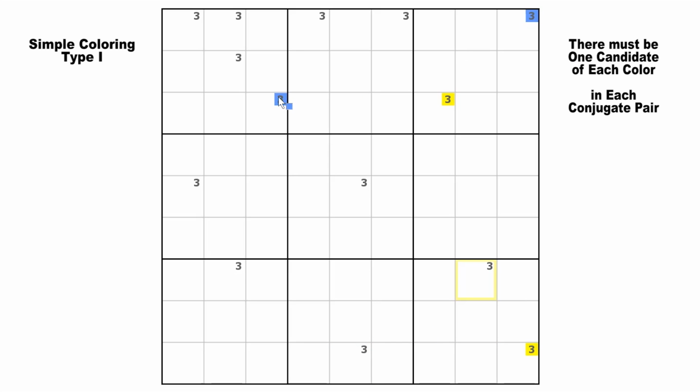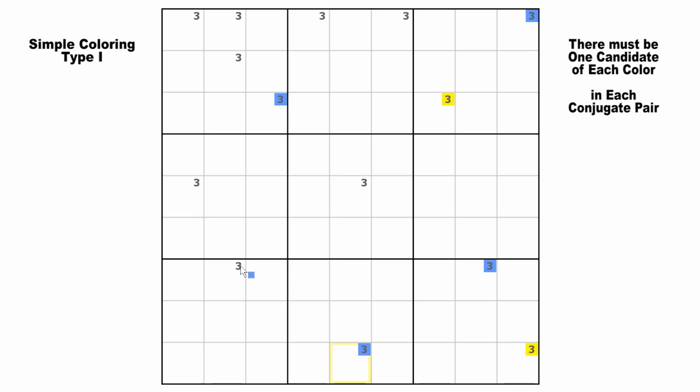Like if you started here and went blue, yellow, and then you go blue, and you can't go yellow. This candidate 3 in row 9, column 9 is yellow. So that means any conjugate pair coming off of that 3 has to be blue, because the 2 candidates have to be opposite colors. So this one has to be blue. All right? So don't go blue, yellow. In this case, you need to go blue, because they're both connected to that yellow 3. All right, let's keep going.